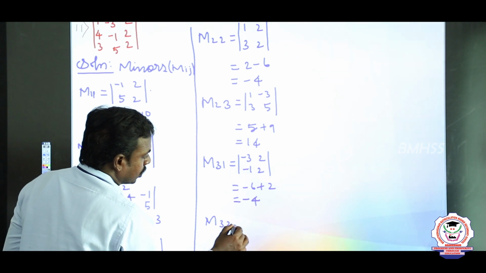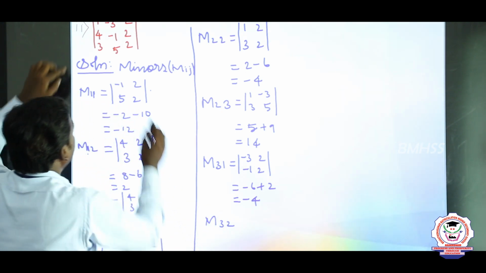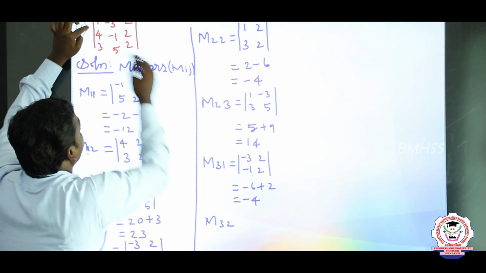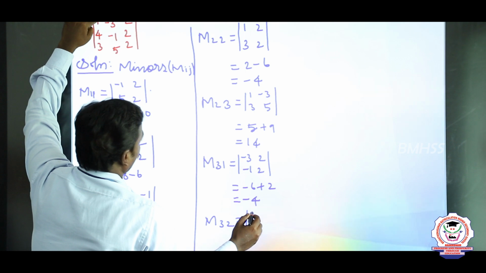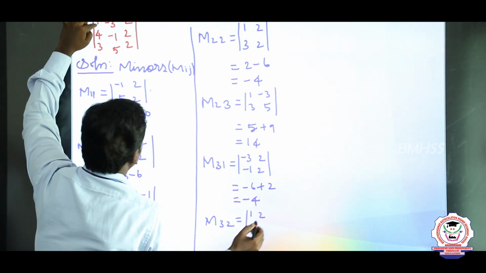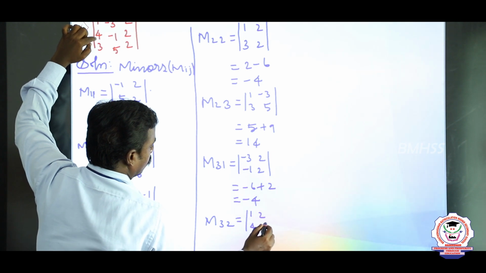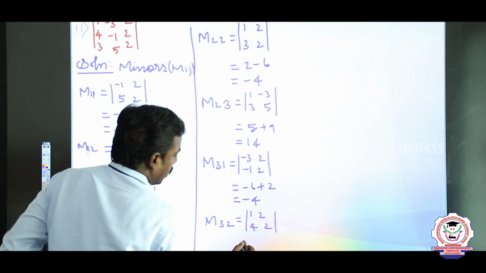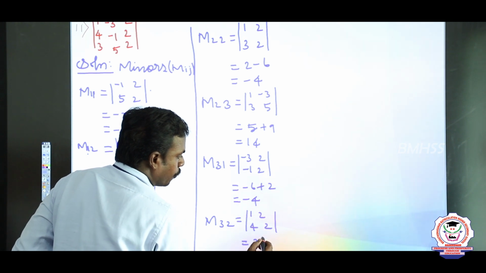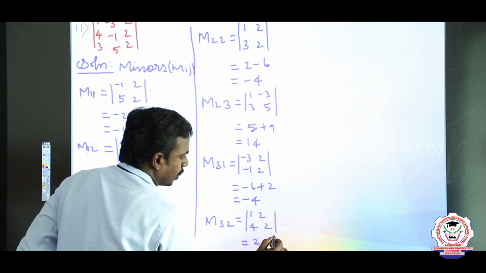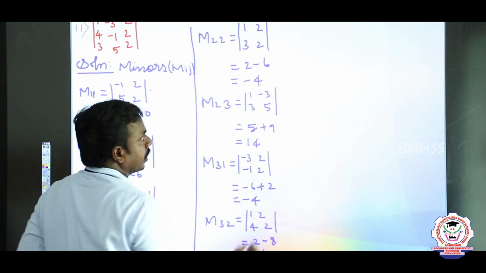Next, M32, third row, second column. So omit the third row and second column completely. The remaining elements are from the first row 1, 2, and from the second row 4, 2. So 1 2 is 2 minus 4 2s are 8. So 2 minus 8, that is minus 6.